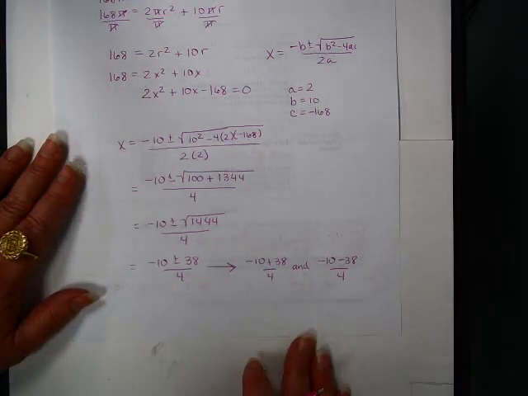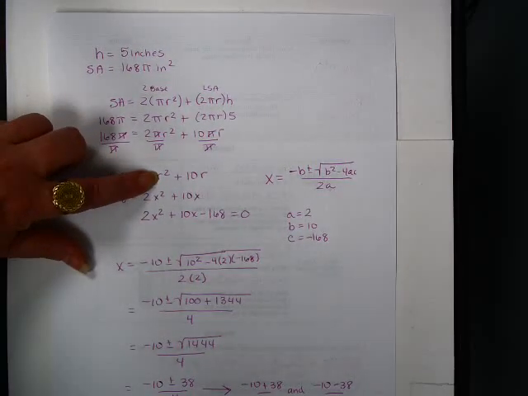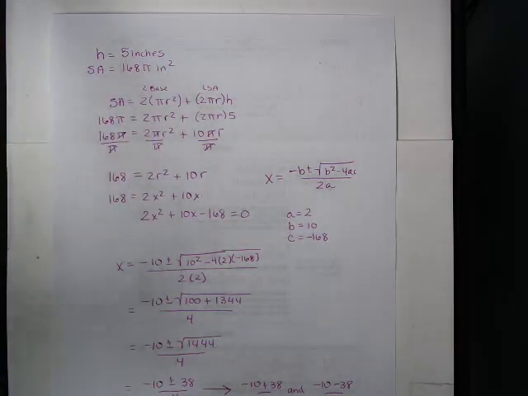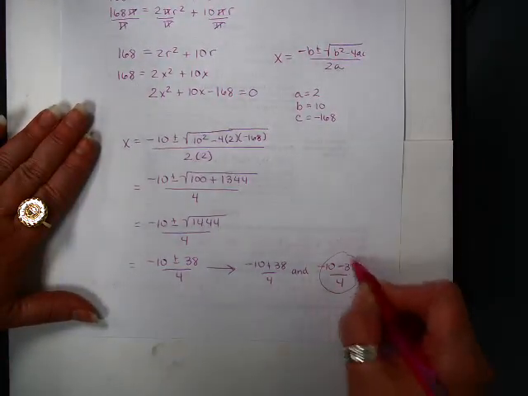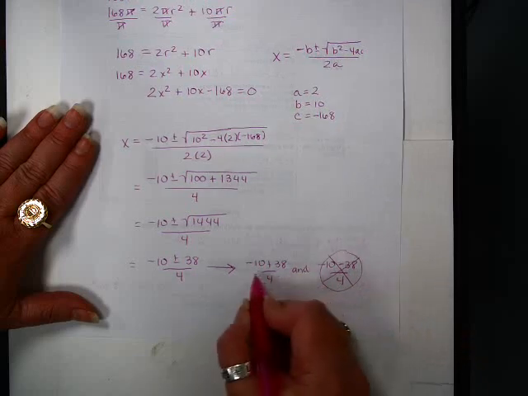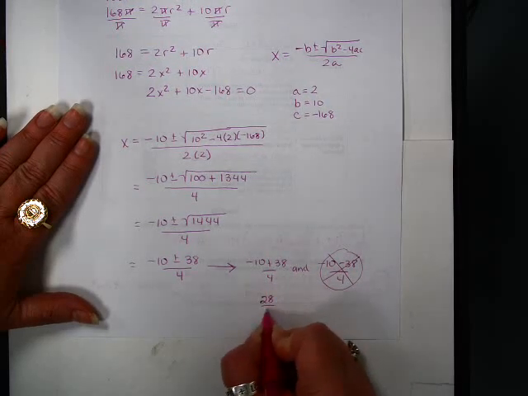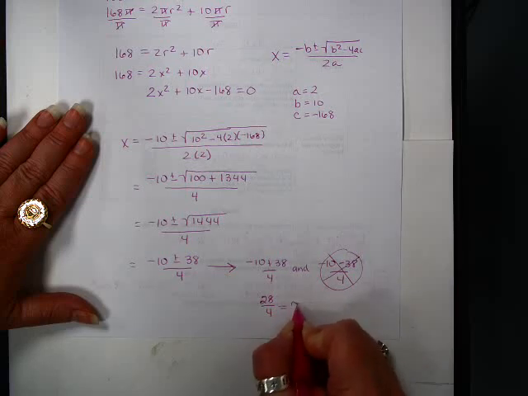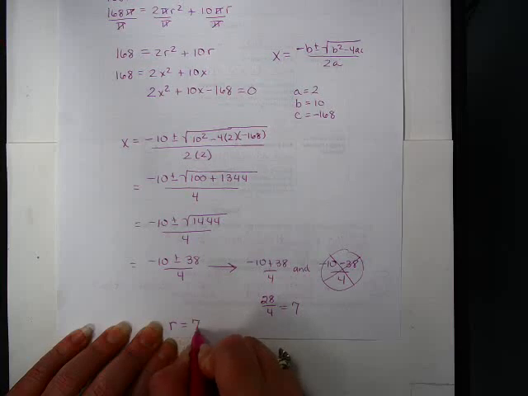But remember, we're looking for a radius. Okay, so way back up here, we're looking for r, which is the radius. So we're looking for a distance. So we can't have a negative answer. So that's why this one's not going to work for us. So over here, when you take negative 10 and 38, that's going to be 28 divided by 4, which equals 7. So my radius is 7.